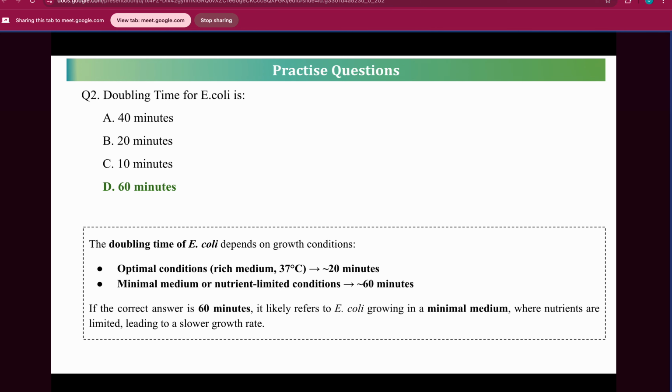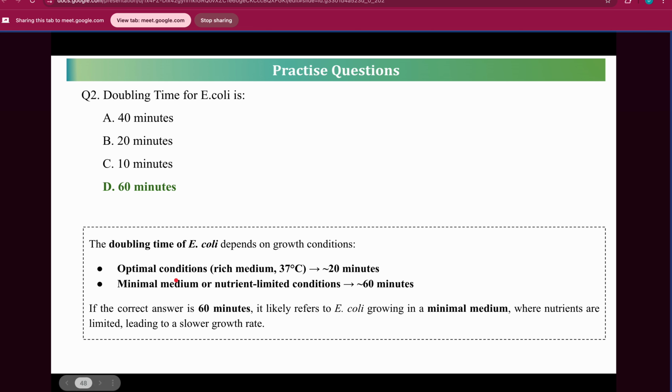Okay, now let's see. So the right answer is option D, which is 60 minutes. The doubling time of E. coli depends on the growth conditions. Now you might have seen in certain literature that E. coli's doubling time is 20 minutes. So now I will tell you why that is.